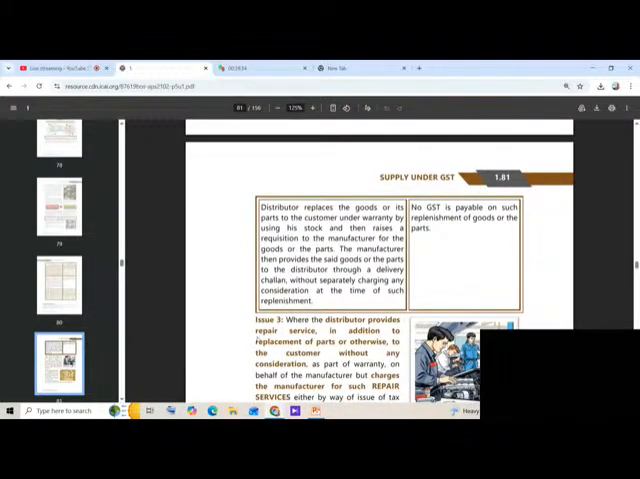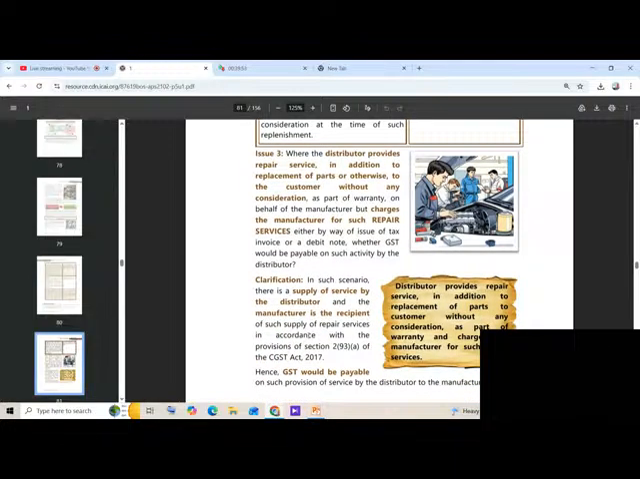The distributor replaces the goods or its parts to the customer under warranty by using his stock and then raises a requisition to the manufacturer for the goods or the parts. The manufacturer then provides the said goods or the parts to the distributor through a delivery challan without separately charging any consideration at the time of such replenishment. No GST is payable in such a case.